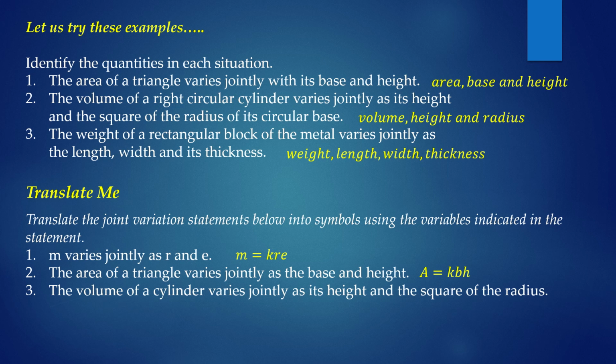K is always written right after the symbol equal. Kung wala ng K, dili masad pwede. So, A is equals to K, B times H. The last example, the volume of a cylinder varies jointly as its height and the square of the radius. So, the equation would be V equals K, H for height, then square of the radius, so R square.